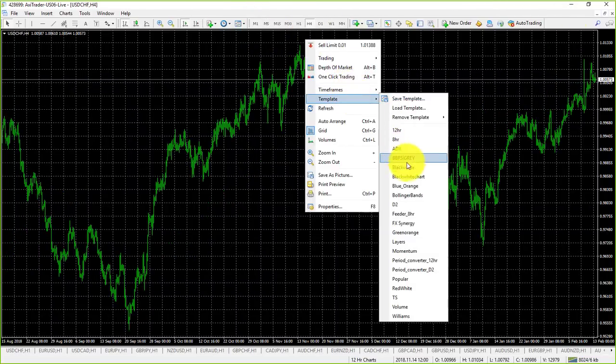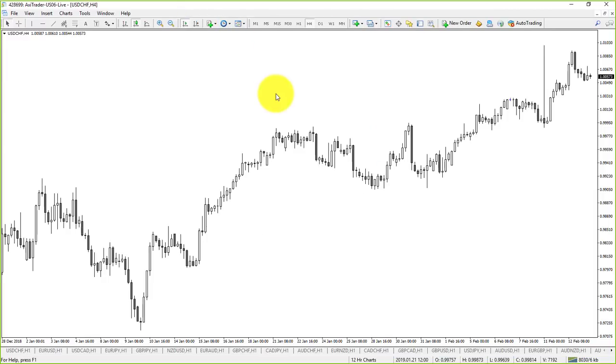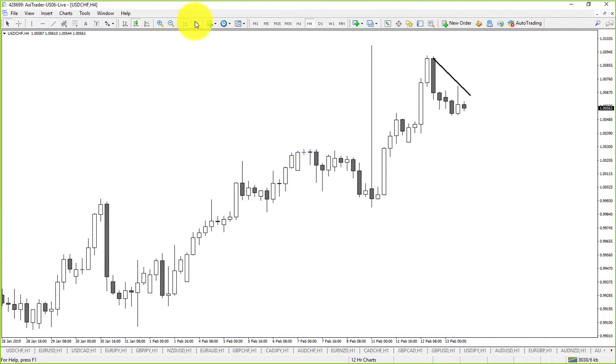So let me just give you the 4 hour version. One way to do it is to simply draw this trend line and wait for the market to close above it. So a buy stop up here, right? And as it keeps marching lower, you can move the buy stop lower. So that would be one way.